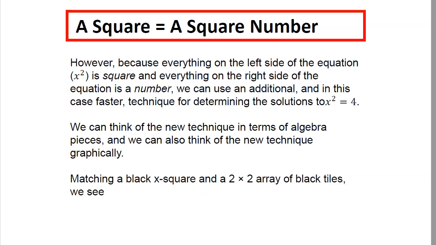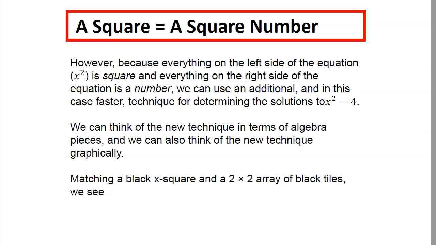However, because everything on the left side of the equation, that's x squared, is square, and everything on the right side of the equation is a number, we can use an additional, and in this case faster, technique for determining the solution to x squared equals 4.